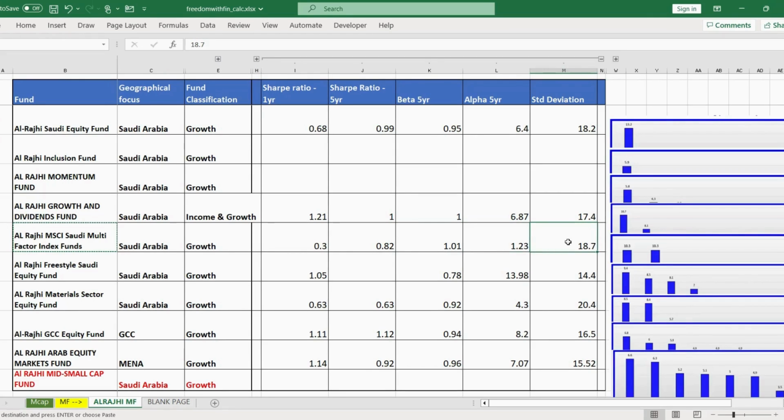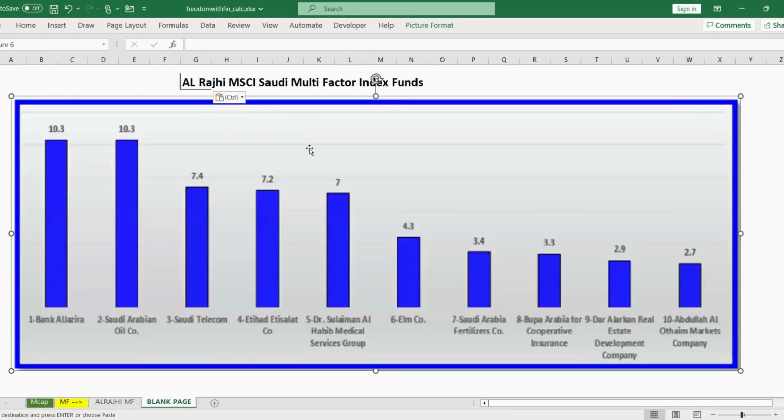So what is interesting about this, if you look into the portfolio of this, so this is the MSCI Saudi multi-factor index fund. Actually, the portfolio is really good. If you look at the top 10, you have the Aramco, you have the STC, you have the Etisalat, you have Sulaiman Al Habib, you have Elm Company, you have Alutay Market. So all of these are on the higher side of the mid cap stocks or the large cap stocks themselves, right? Bank Uzaira, I'm not sure. I think it's a small or mid cap company, but the rest are really good ones, right?